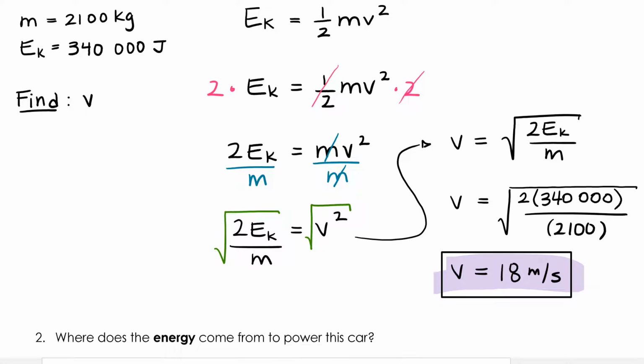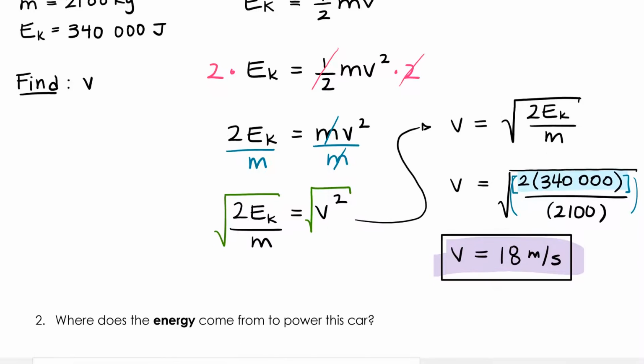If you're having trouble getting 18, it may be because you forgot to bracket your numerator. When you're putting this into your calculator, you need to go 2 times 340,000 before you divide by 2,100. You also need to make sure that the entire thing is under your square root symbol so that you don't accidentally take the square root of the numerator and then divide your answer by 2,100.